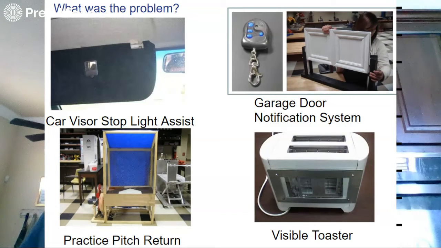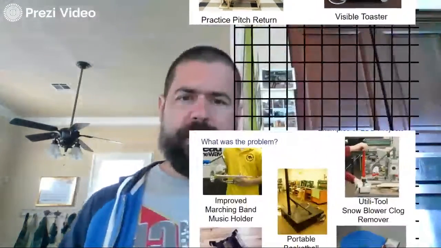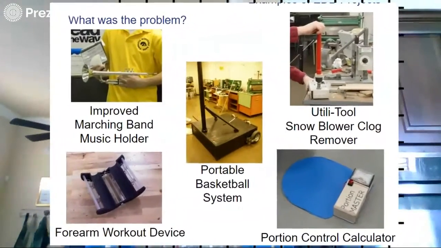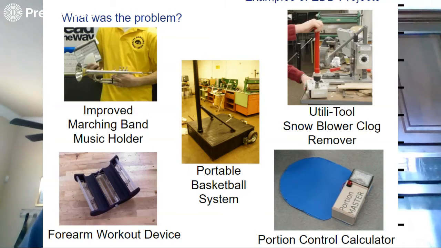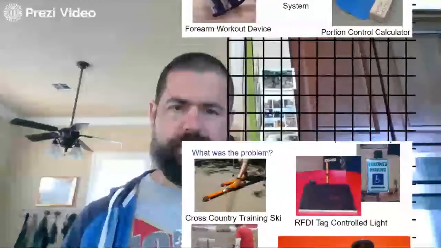That's one that you might not think about if you're not driving yet, but sometimes when the sun is right in your face, you can't see the stoplight. So this was a solution to that. But of course, you've got the practice pitch return here. Obvious what the problem there was. Take a look at a few more. So the portion control calculator here. You've got your music holder for marching band musicians.